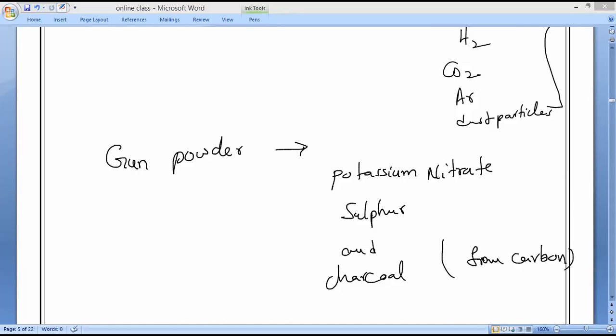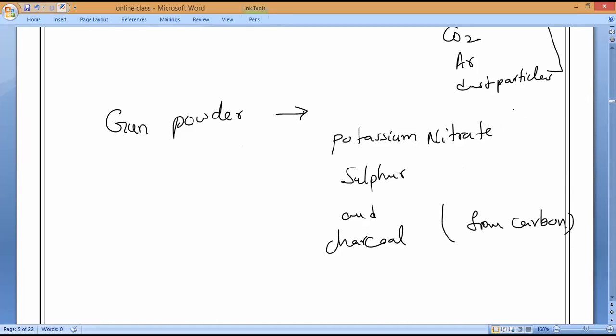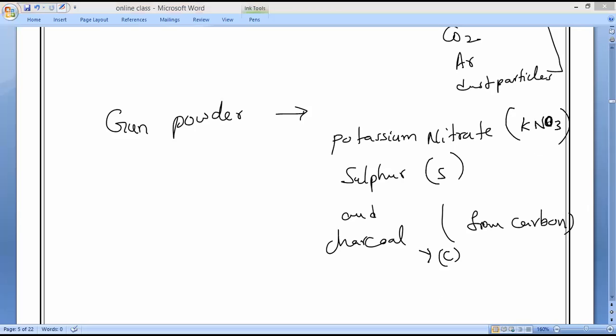Do you want the formulas? Sulfur is S, charcoal is C, carbon only, and potassium nitrate is KNO3. That is what you have to remember. So gunpowder is a mixture of potassium nitrate, sulfur, and charcoal. Charcoal is in the form of carbon.